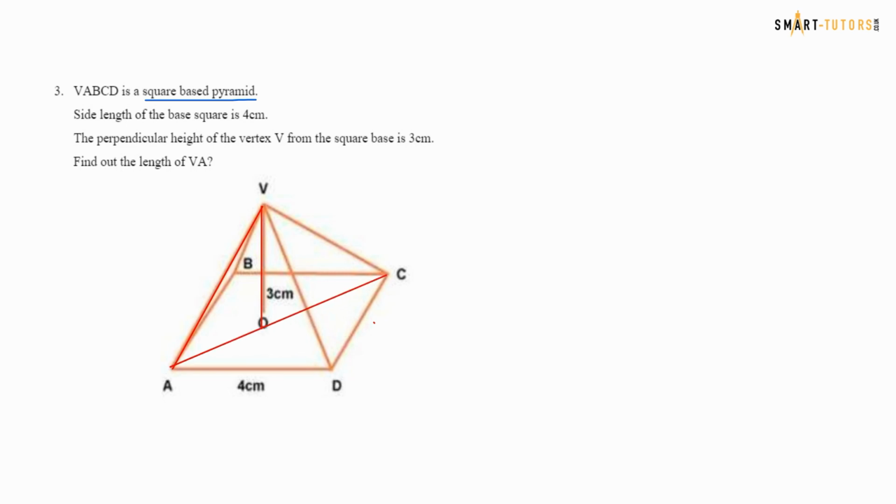The diagonal AC, half of the length is AO. So this length equals this length, so AO equals OC. So first of all, I need to find out the length of AC. So AC is the question mark now.